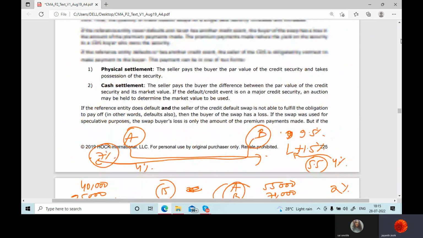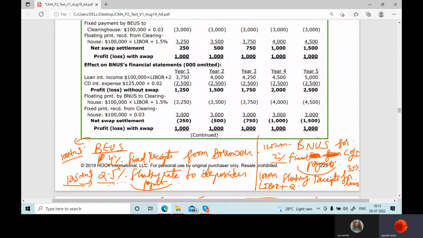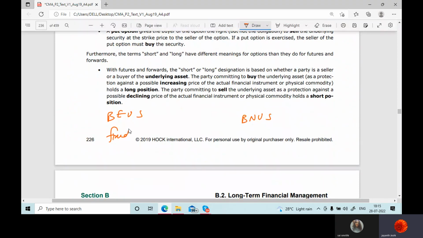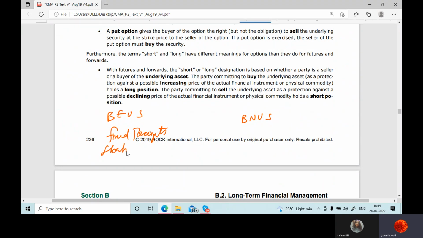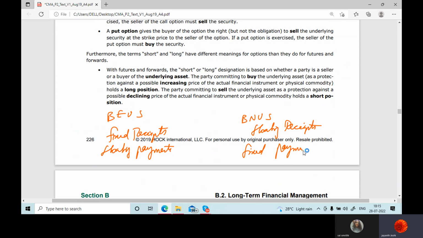So we will just write one thing here. You can make a note. Fixed receipts, floating payments, fixed payments, floating receipts. Fixed receipts, okay, this is one.